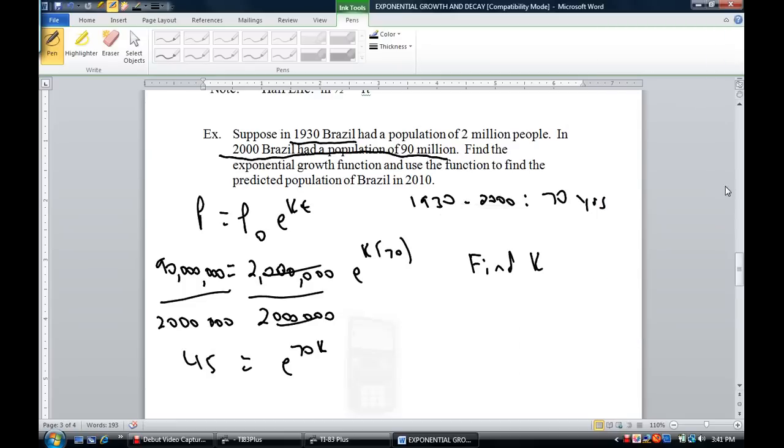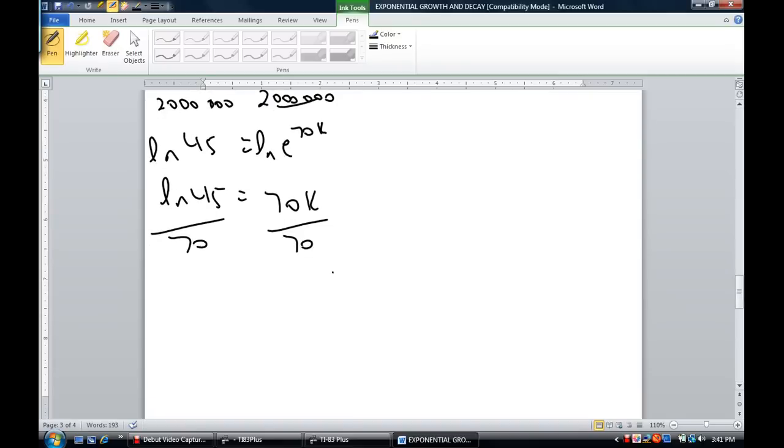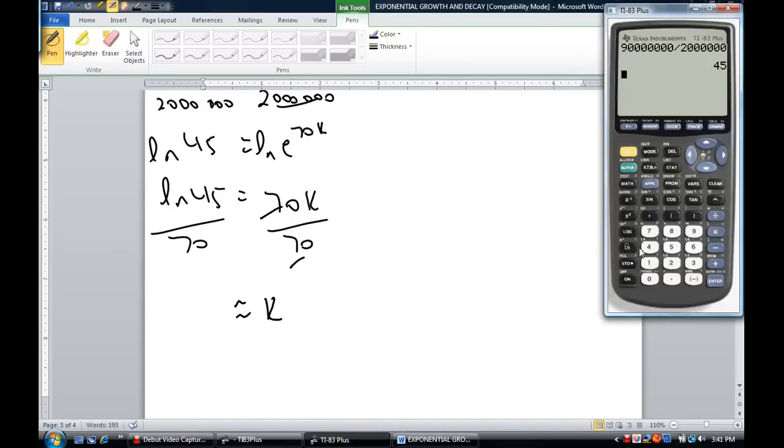And then what we're going to do, we're going to take the natural log of both sides. I'm just going to save some space by writing natural log in front of both sides. And we get natural log of 45. The natural log and the e cancel each other out, and it leaves 70k. Divide both sides by 70. I'm going to have to type that in my calculator because I need a decimal value. Natural log of 45, close parentheses, divided by 70.